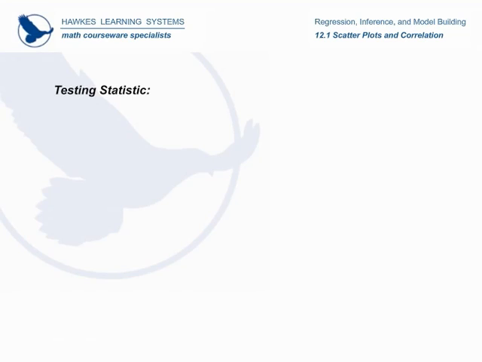Next, for our test statistic, we have our t-score formula where our correlation coefficient is divided by the square root of 1 minus the correlation coefficient squared divided by n minus 2, keeping in mind that our degrees of freedom equal n minus 2. Now that's different. Keep that in mind.